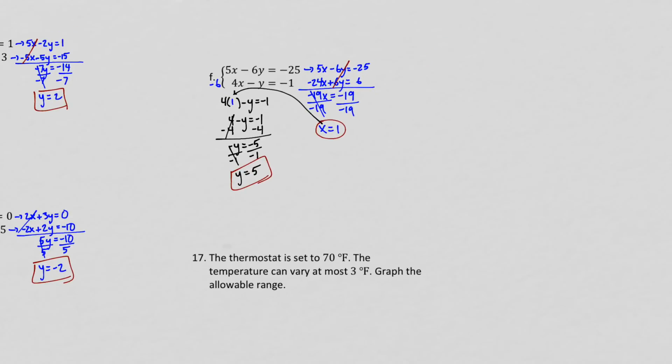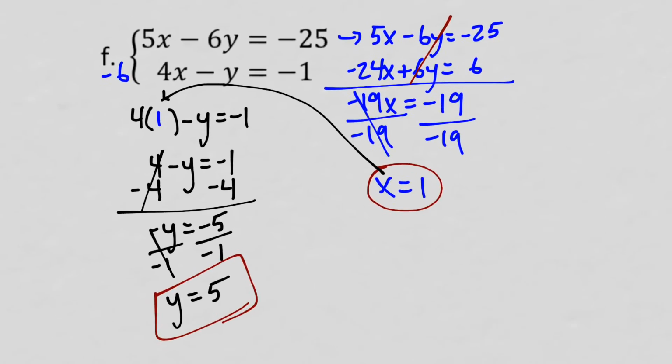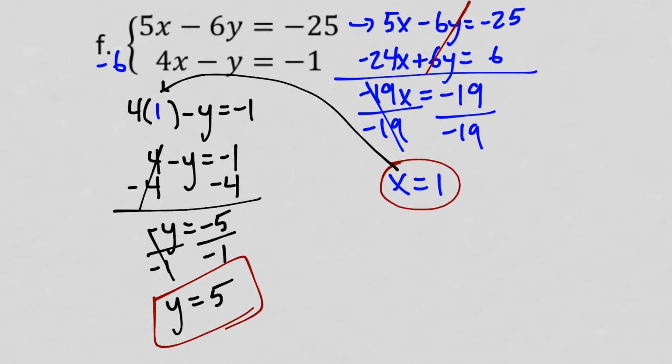And finally, for f, here's what I chose to do. I figured it would be easier to cancel the y by multiplying it times negative 6, because negative 6 times negative y would be positive 6y. So once again, I ended up canceling the y first before the x. This became negative 24x, and this became positive 6. So when I combine them, this is negative 19, and this is also negative 19.